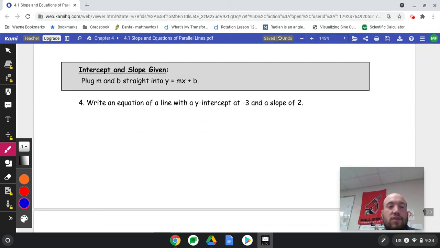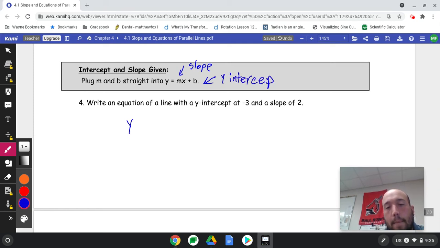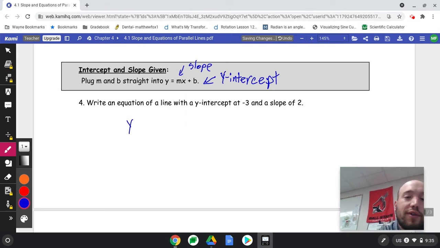All right, so next, it says write an equation of a line with a y-intercept of negative 3 and a slope of 2. Okay, so y equals mx plus b right here. This m is our slope, and b is our y-intercept. Hopefully you know this slope-intercept form. We've had this before numerous times. Okay, this is our y-intercept. Okay, so y will equal, our slope is 2, so y equals 2x plus negative 3, or I can just put negative 3.